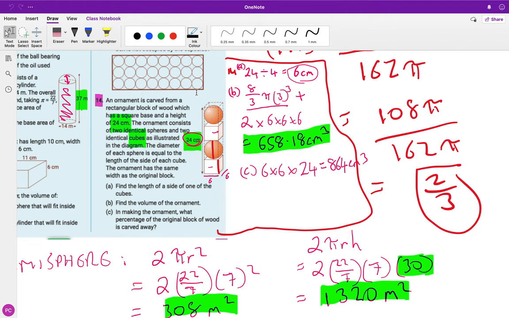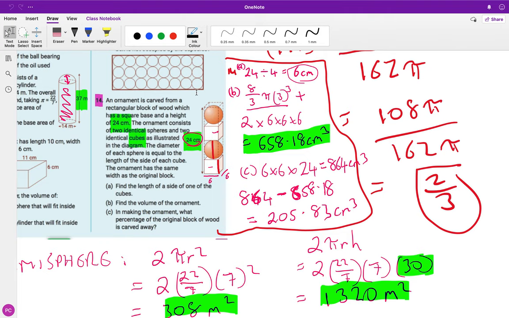Okay, and the bit that was carved away, well, we know the volume of the actual ornament is 658.18 because we worked that out. So here's what the original volume was, take away what was left in the actual ornament, 658.18, and that will give you 205.83. That's what's left and taken away after you've carved.